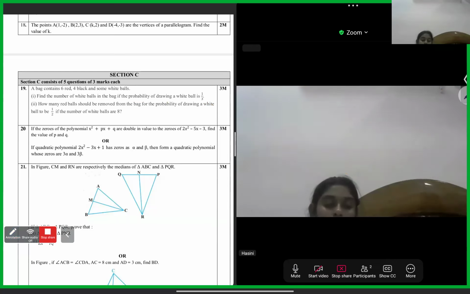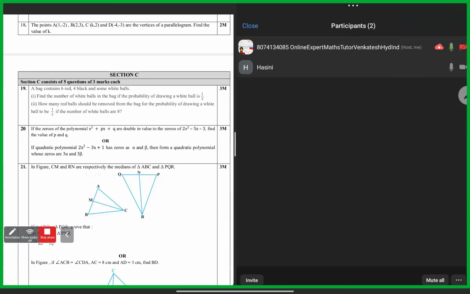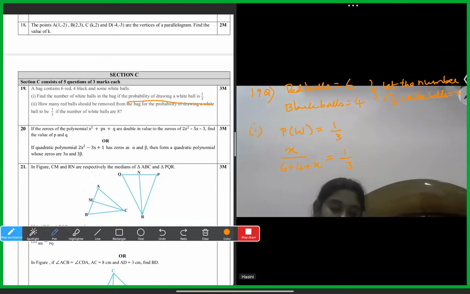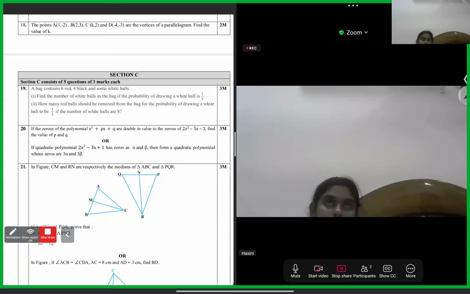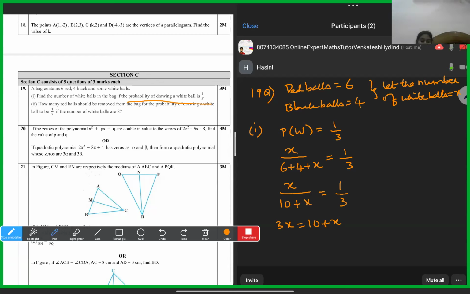Understood, Asmi? Yes, sir. So now we'll solve this equation to find x, the number of white balls. In the earlier question the white balls were given and the probability was asked, so we directly used the formula and got 1 by 3. In this one, the probability 1 by 3 is already given and they are asking for the number of white balls. So x by 6 plus 4, that is 10, is equal to 1 by 3. Cross multiplying, the denominator becomes 10 plus x. So 3 into x is equal to 1 into 10 plus x, that is 10 plus x. Any doubt?